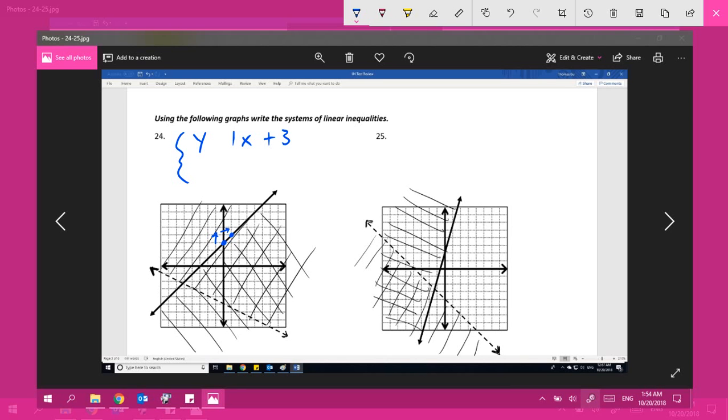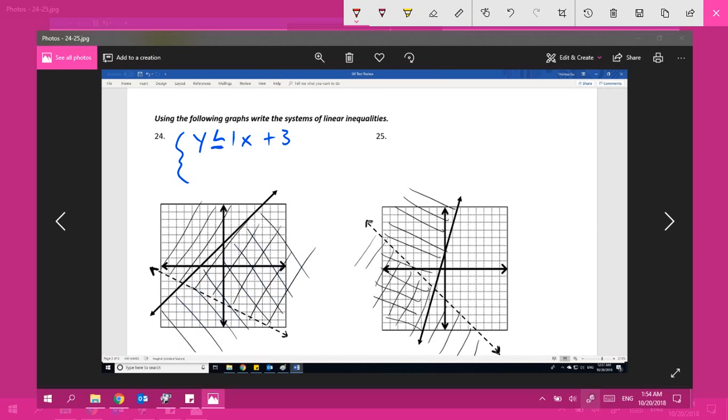And now we need to see what kind of symbol we have. It's a solid line, so we know there's going to be an equal sign. And now we need to see where we're shading. So we can see that we have shaded below the solid line, which means it's going to be less than. And that's one equation. Now let's look at the second equation.